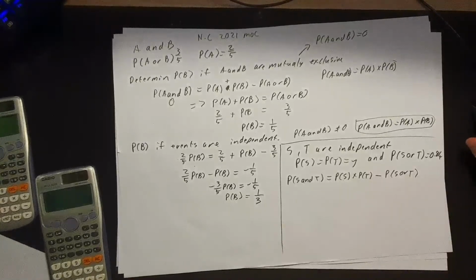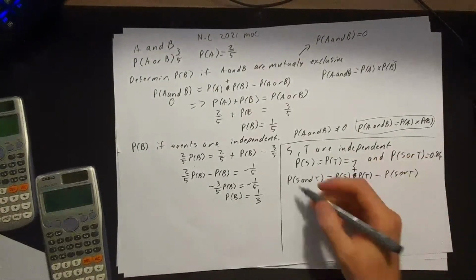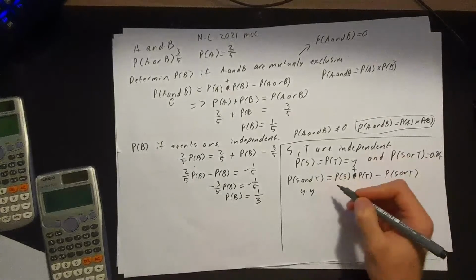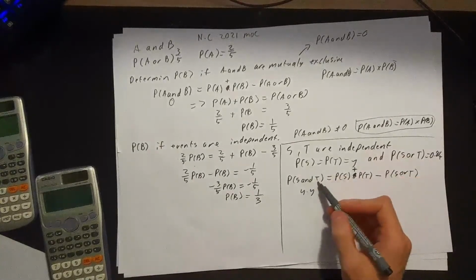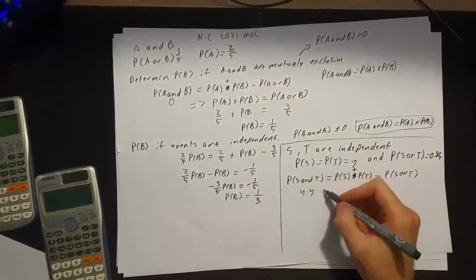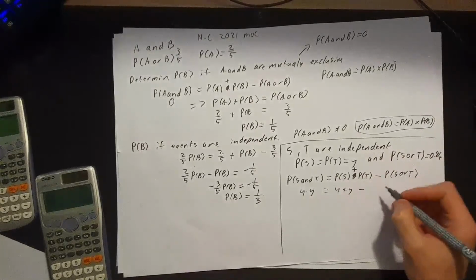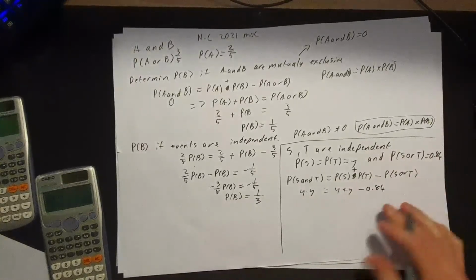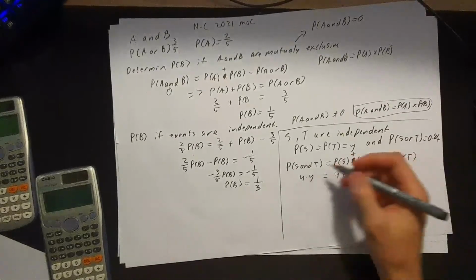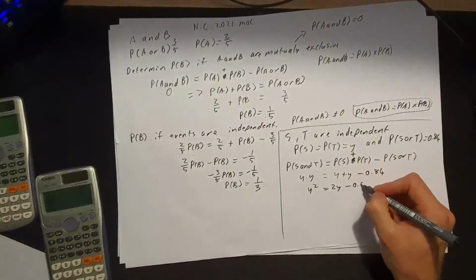Okay, so by looking at this over here, sorry, that's not multiplication, it's plus. Okay, so we're going to have Y times Y over there, because probability of A and T is this one times that one. And then that's going to equal Y plus Y minus 0.84. Oh, it's actually quite a nice question. Okay, so we're going to have Y squared equals 2Y minus 0.84.